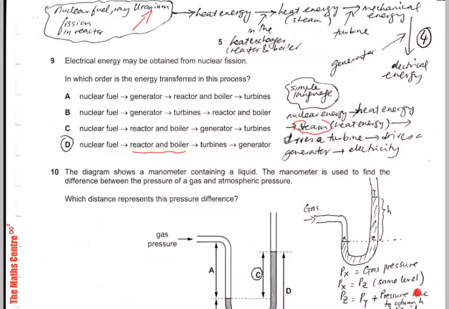Again, nuclear energy is transformed to heat energy, and this heat energy is used to boil water, and what you have is steam. Steam also contains heat energy. Now this steam is used to drive a turbine, and this turbine in turn drives a generator, hence producing electricity. So the correct response to number 9 is D.